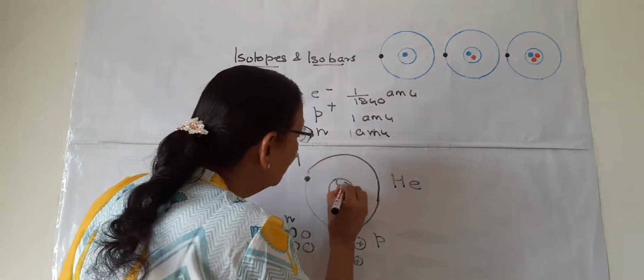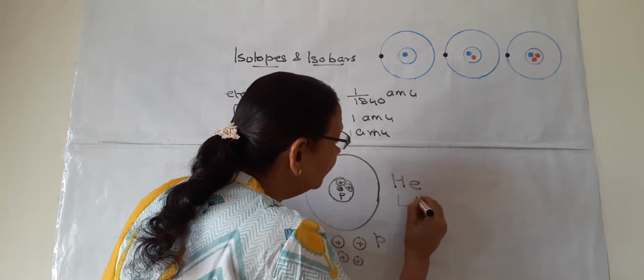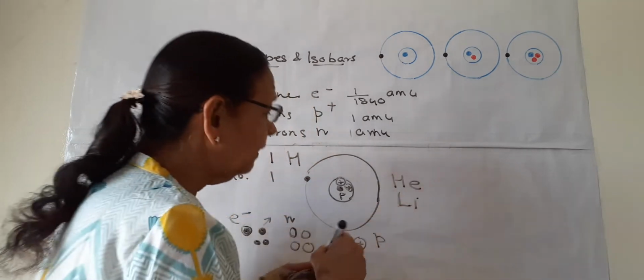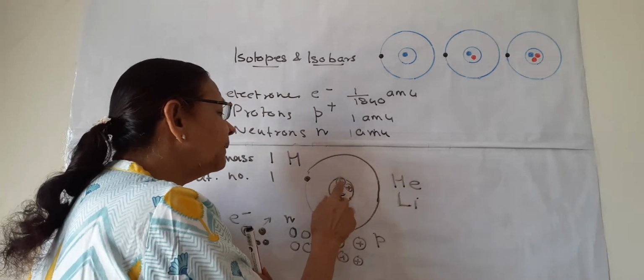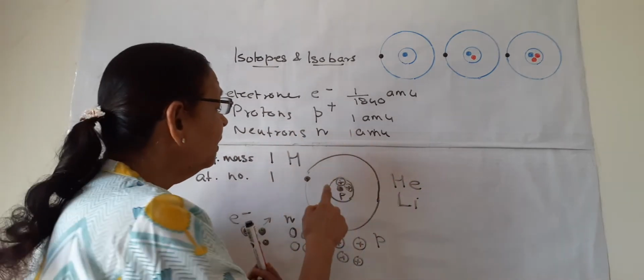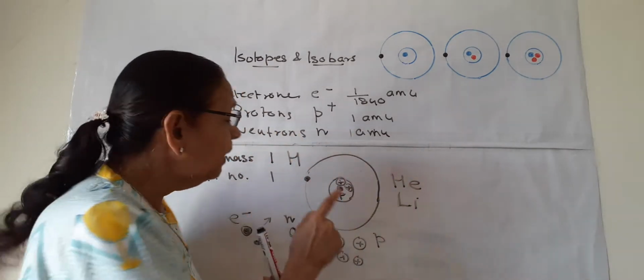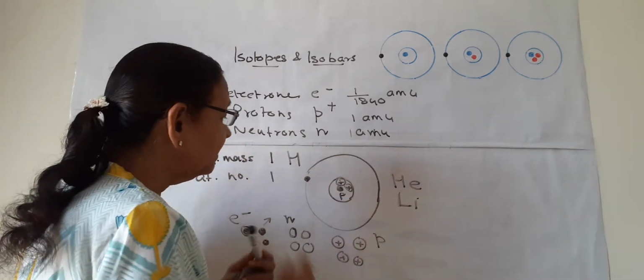Suppose one more proton is added, it has three, then it is lithium. Altogether different element, now it becomes lithium with three protons. With two protons it is helium. It is hydrogen only if it has only one proton. So what does it mean?